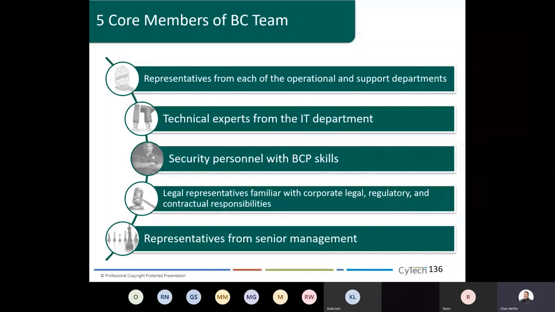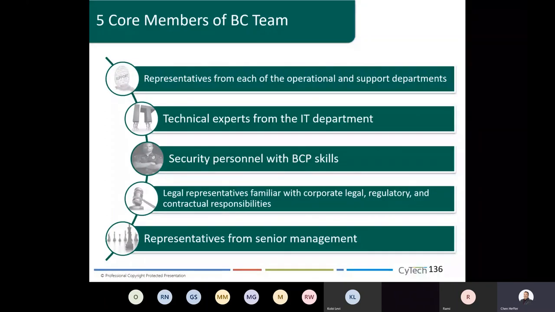And then the other one is a technical expert from the IT department, since IT supports the business. IT is never the business, even in IT related businesses. IT in those businesses supports the business. And then security personnel with BCP skills. This in the CISSP relates to the logical or cybersecurity type of security personnel. And this comes from the fact that a lot of emergencies can start in IT, can start in the virtual environment of the organization, because many organizations rely on data and rely on machines to do their business. And when this is down or attacked, then they need the security personnel with the right skills to help them address it.